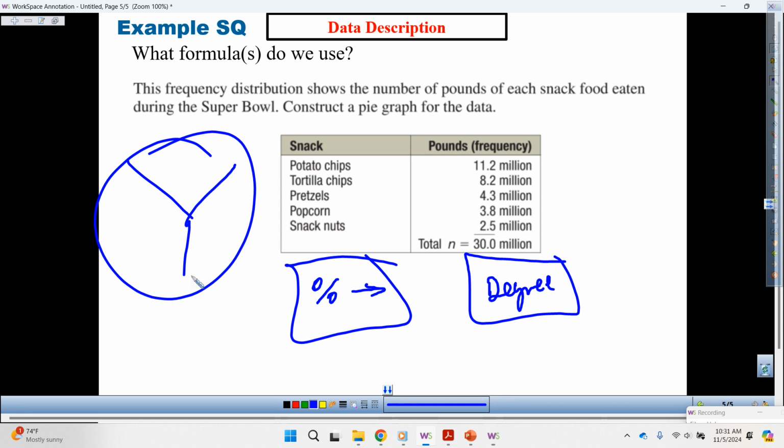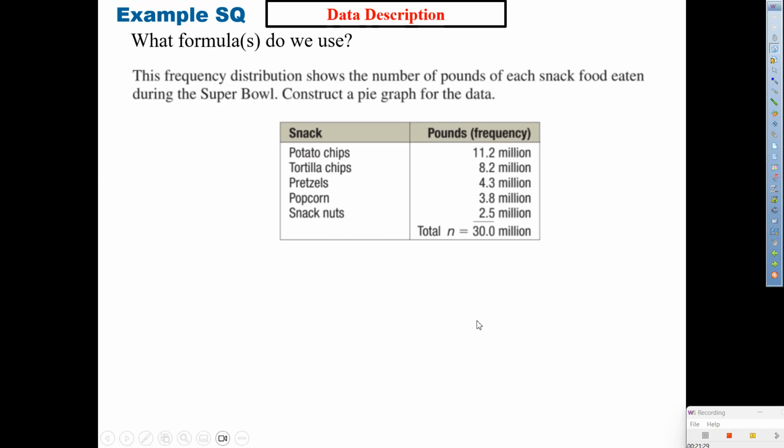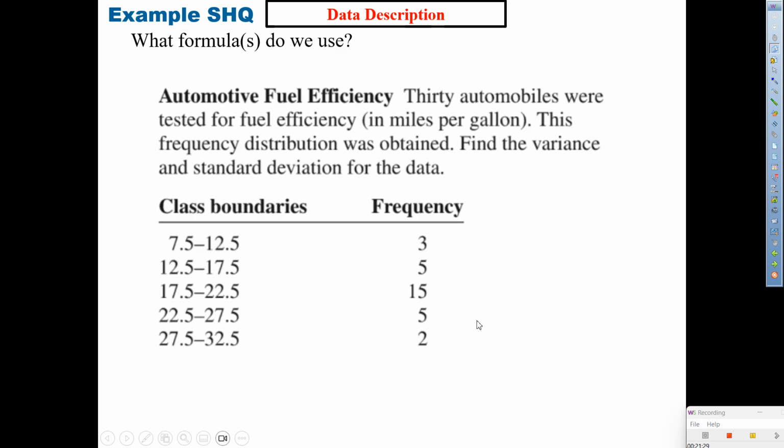We good? From 1 to 5, comfortable with that so far? All right, we got it. Make sure you send that in. Let's go to our next one. And it reads, automotive fuel efficiency. 30 automobiles were tested for fuel efficiency in miles per gallon.